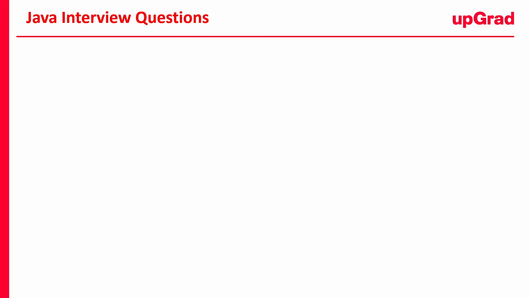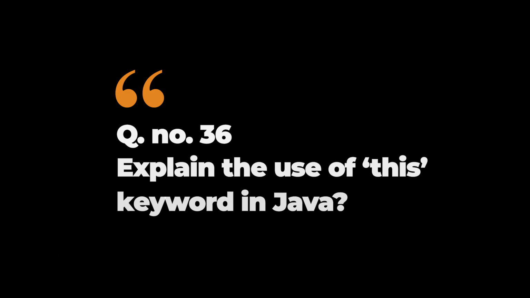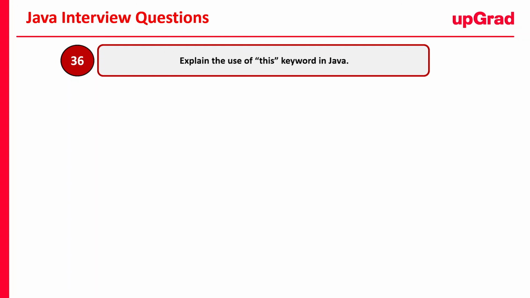Alright, so question number 36 is, explain the use of this keyword in Java. So when you're asked about this keyword in Java, the interviewer is testing your understanding of how Java handles object references. Here's how you can explain it.